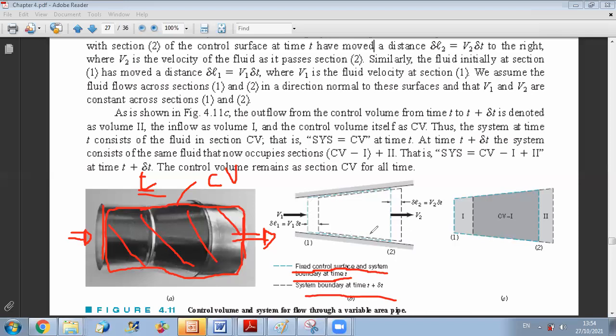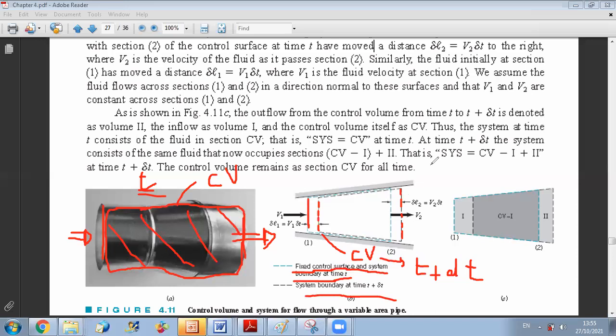So the blue boundary will still represent the control volume surface at both time t and t plus dt, while my control system will change in location because my fluid particles are moving. So the particles that were at this level will move to a new level here, and the particles that were at section 2 will move out of the nozzle. So the black line will represent the new position of my control system at time t plus delta t.